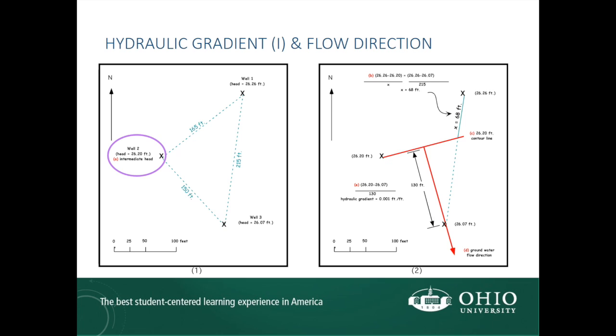Now we need to find the point between wells 1 and 3 that has the same head value of 26.2 feet like well 2. We can find this point by doing an interpolation between wells 1 and 3. We can set up the interpolation with head values in the numerator and distance values in the denominator. On the right side of the equation, we have the values for wells 1 and 3, which are values that we know. We have the head values of 26.26 feet minus 26.07 feet in the numerator, and the distance of 215 feet between the wells in the denominator.